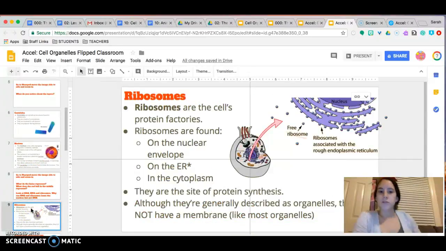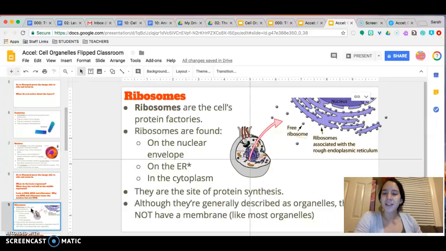All right, ribosomes. Ribosomes are the cell's protein factories. You can find them on the nuclear envelope, on the ER, but only the rough ER. That's what that little asterisk means. And also free floating in the cytoplasm. So they're a site for making protein, or protein synthesis.